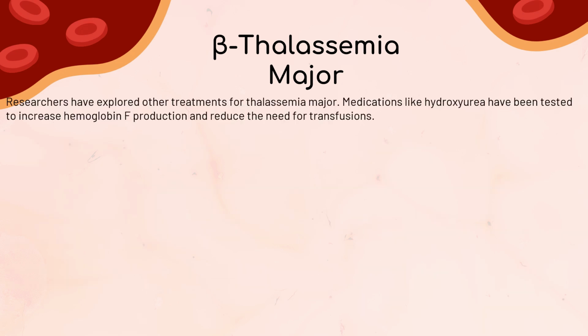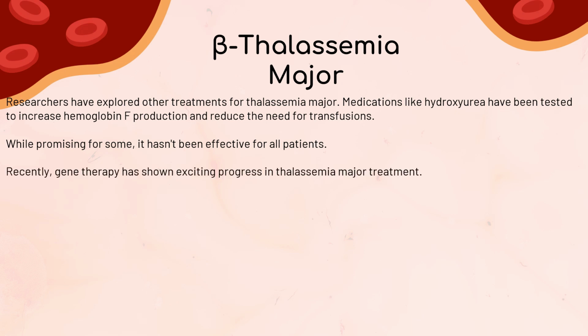Researchers have explored other treatments for thalassemia major. Medications like hydroxyurea have been tested to increase hemoglobin F production and reduce the need for transfusions. While promising for some, it hasn't been effective for all patients.